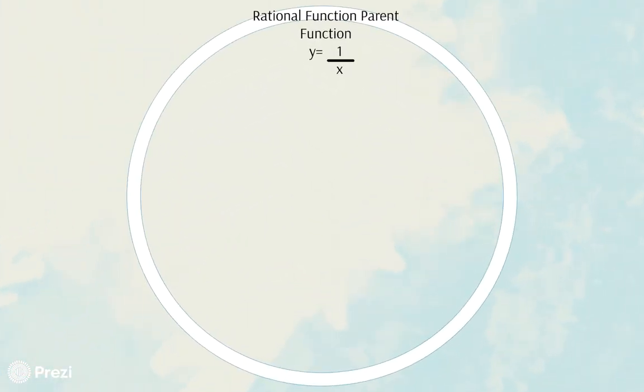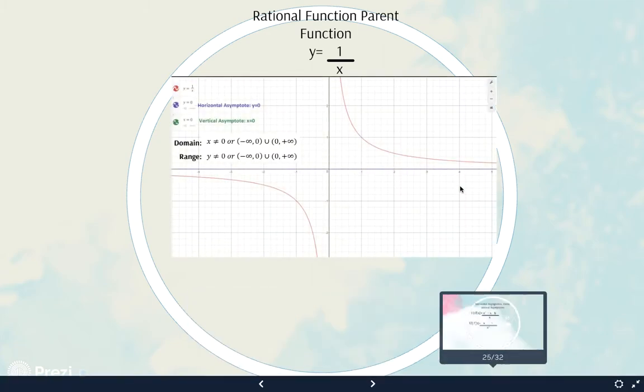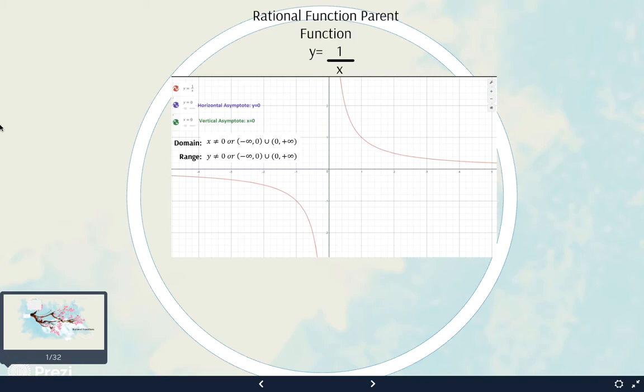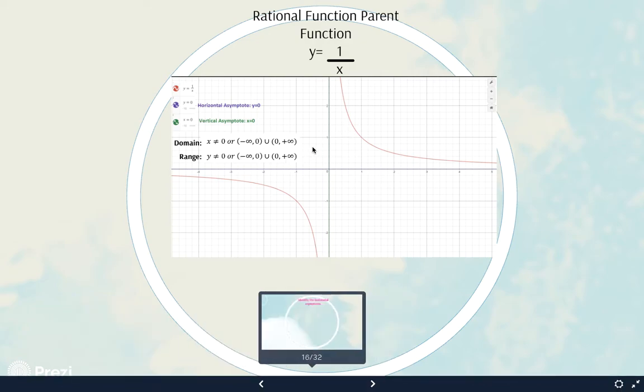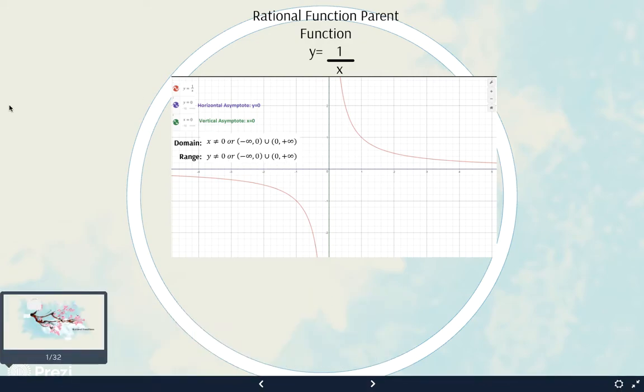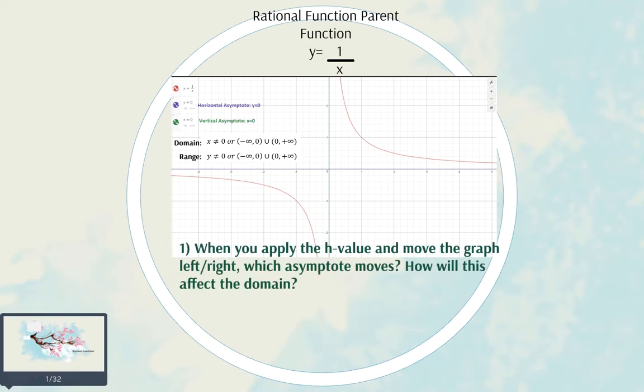All right, now let's talk about the parent function and what is going to happen to our asymptotes, domain and range when we have the parent function. So this is our parent function. Now, when we apply transformations to the parent function, we need to think about what's going to happen to our asymptotes when they move and what will happen to our domain and range. So in class, we talked about these questions, but I'm going to talk about them more in depth right now.